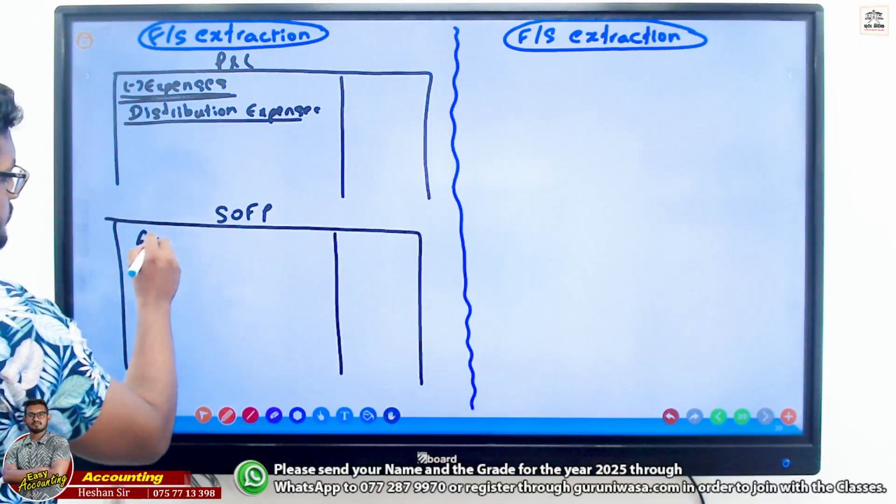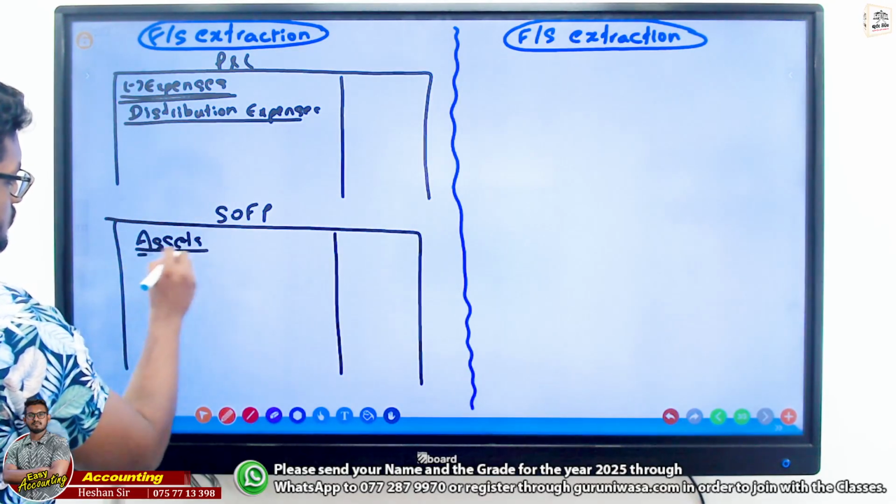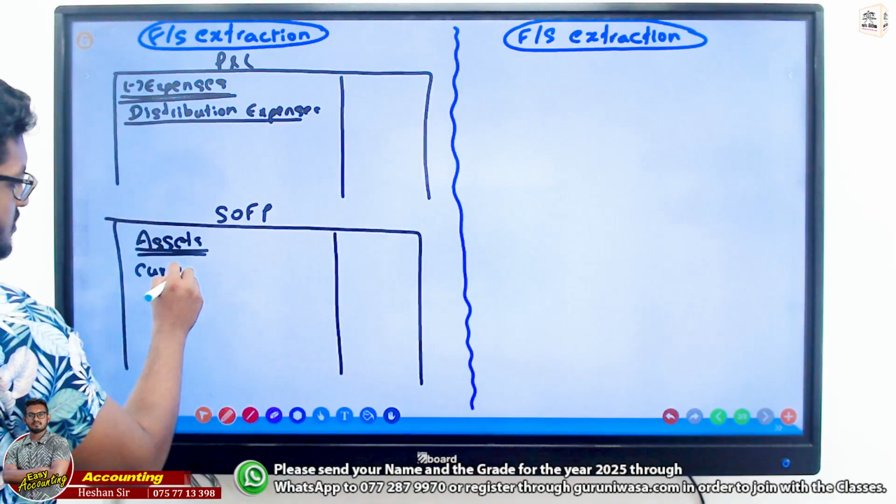Under assets, we identify current assets.